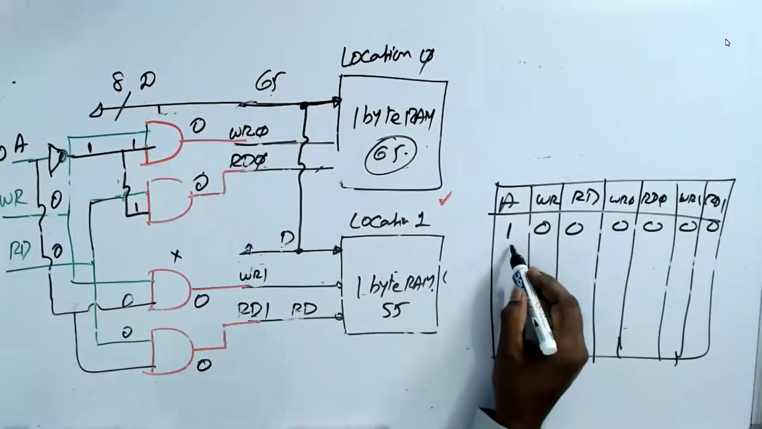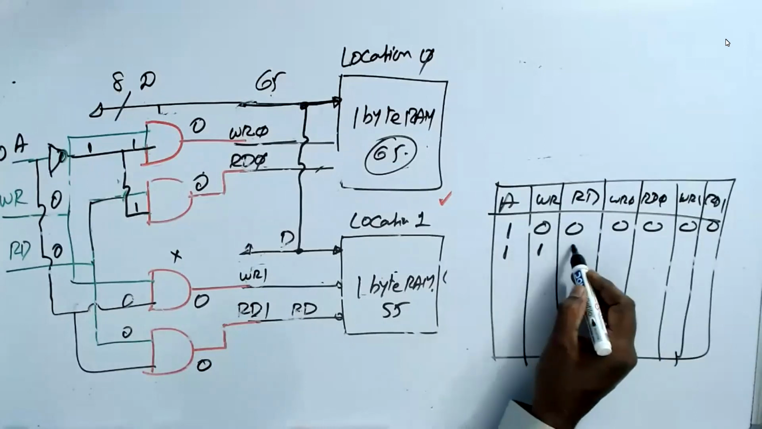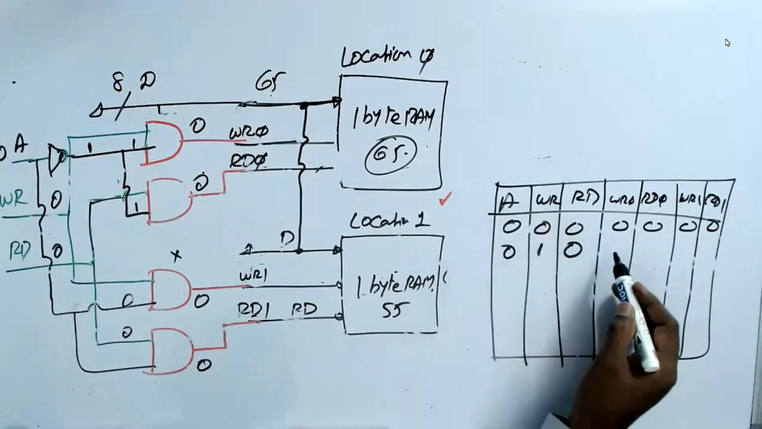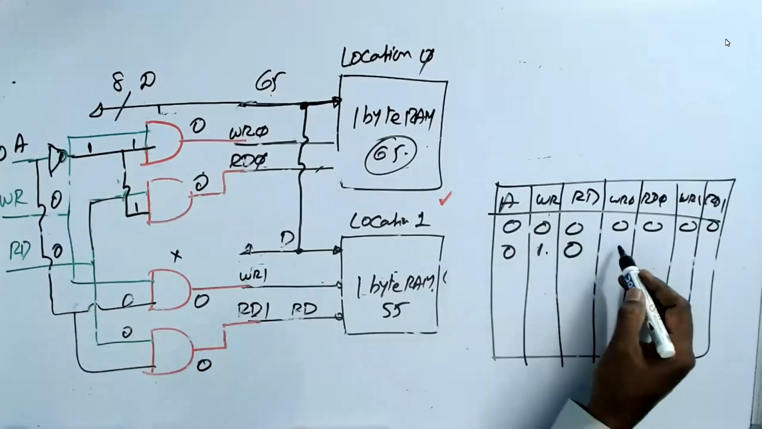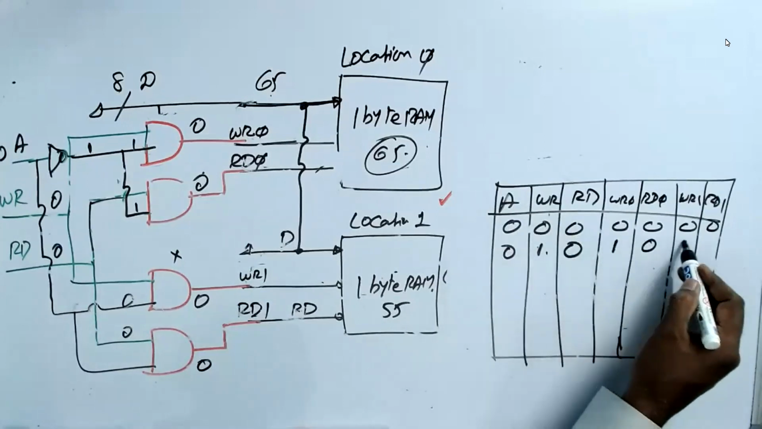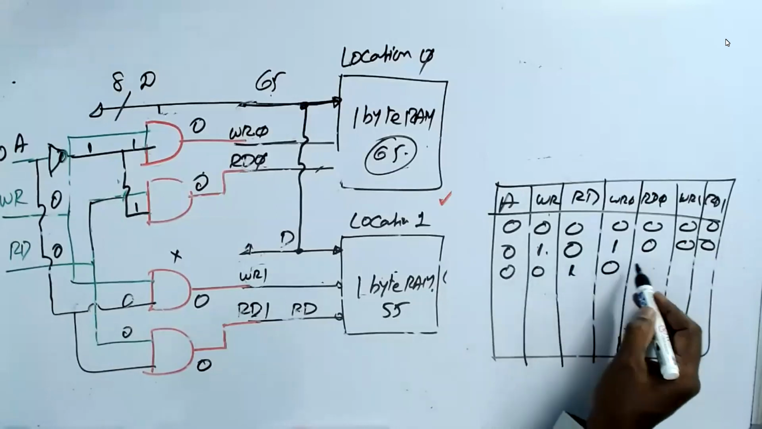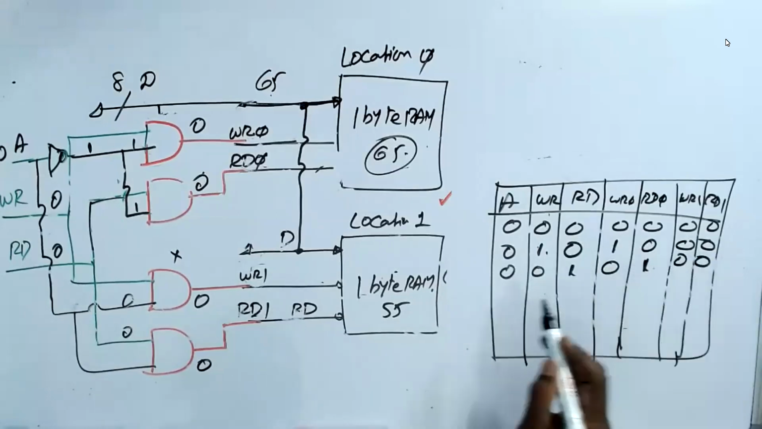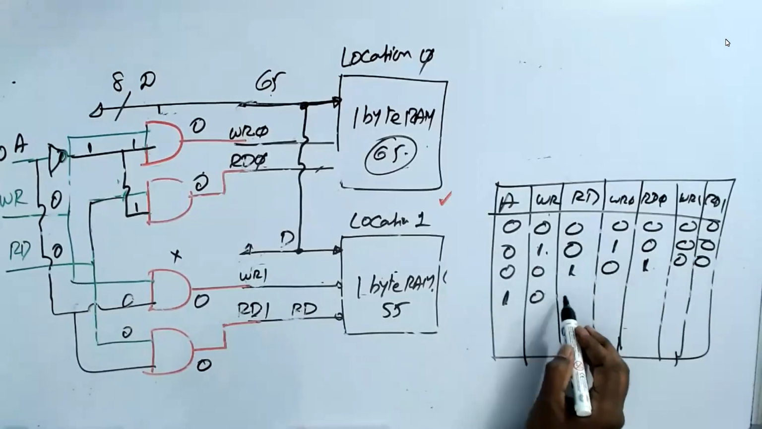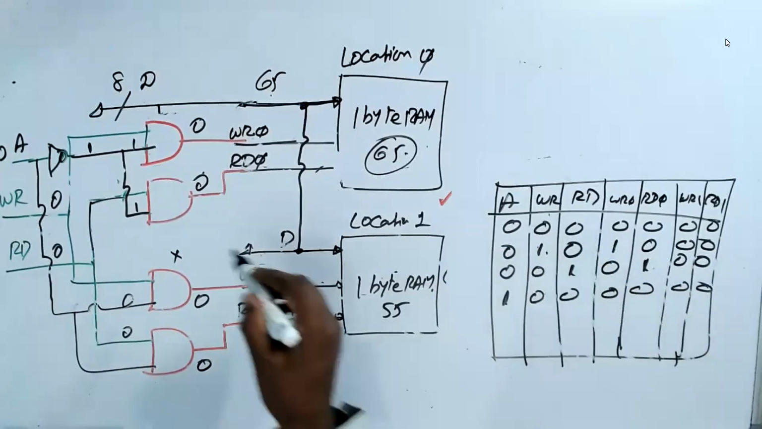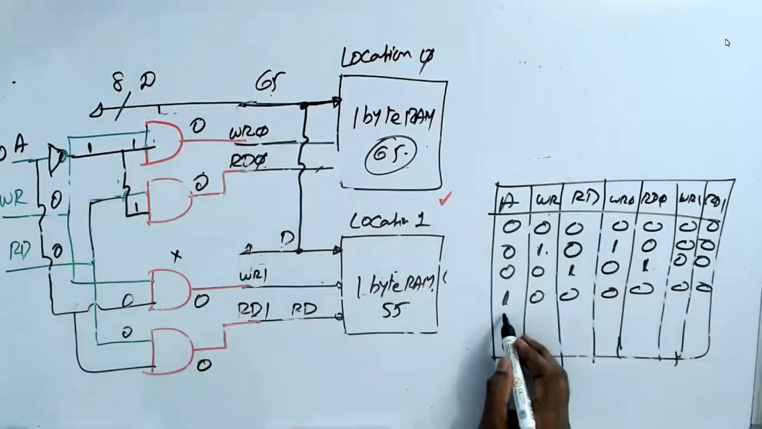Now A is 1, write is 1 and read is 0. So A is 0, sir. We assume A is 0. Then when write is 1, write 0 becomes 1, all the others are 0. When A is 0, read is 1. Then read 0 is 1, others are 0. When A is 1, both are 0, means all are 0. See, when read and write are 0, everything is 0 because all are AND gates.